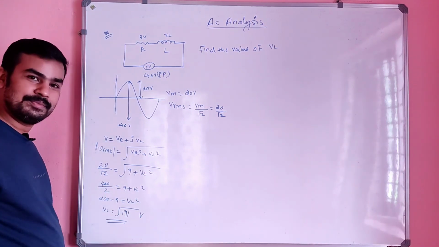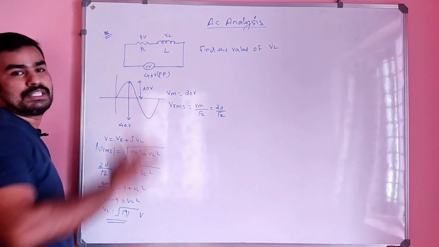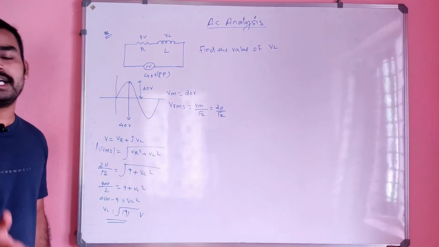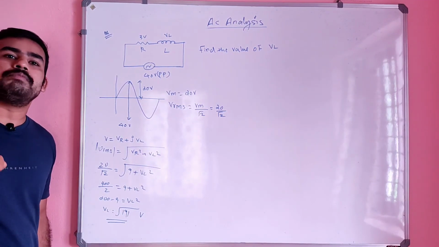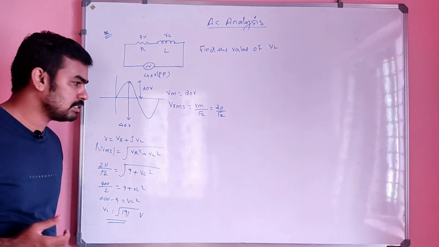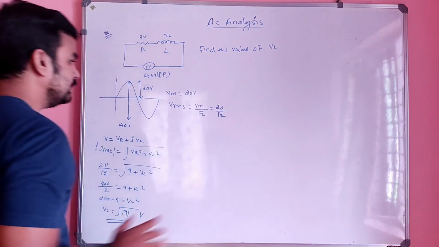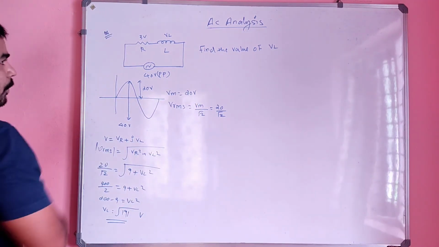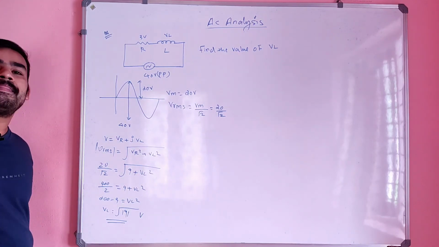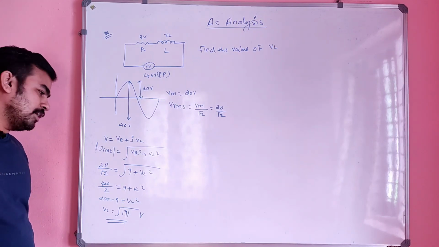This is RMS value. Across the drop, all of this should be taken as the RMS concept. Is it clear? So that's all about the problem. Is it clear to you?